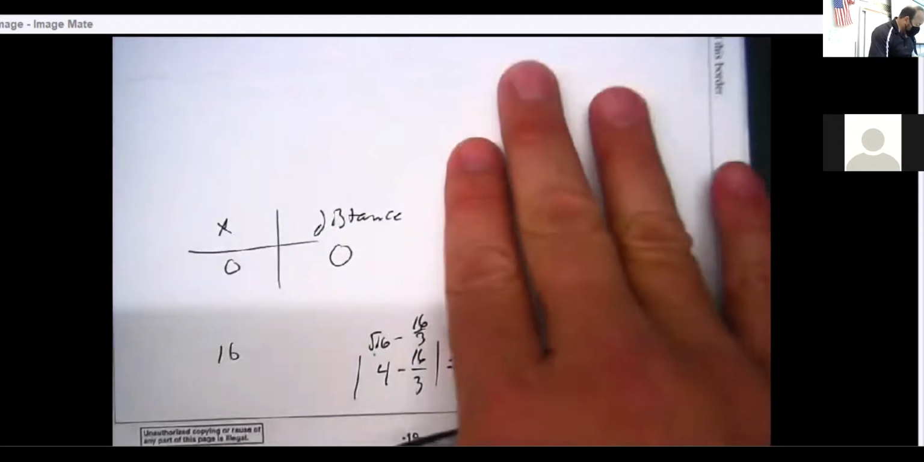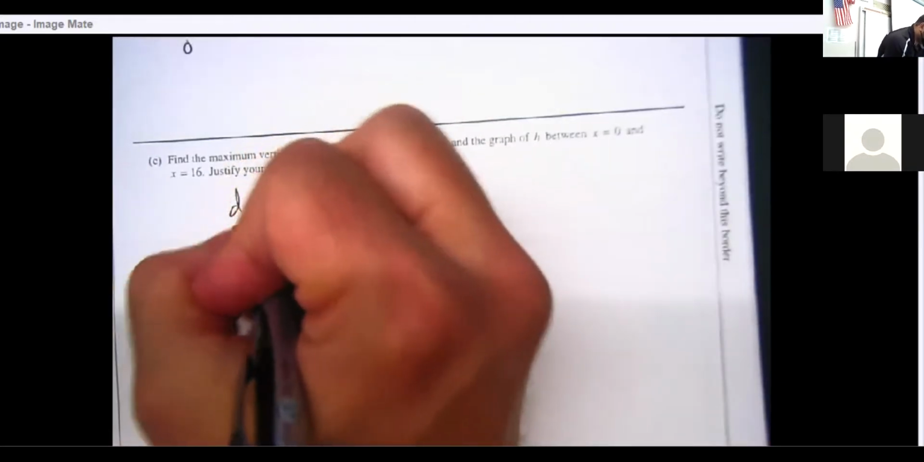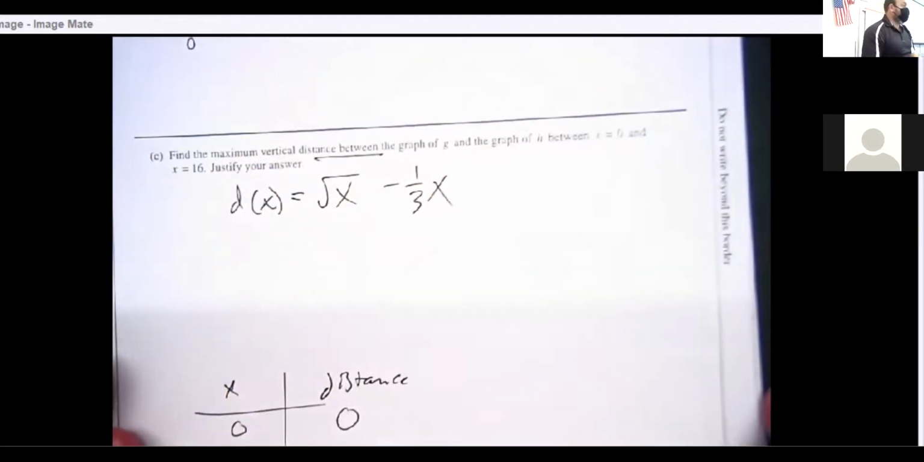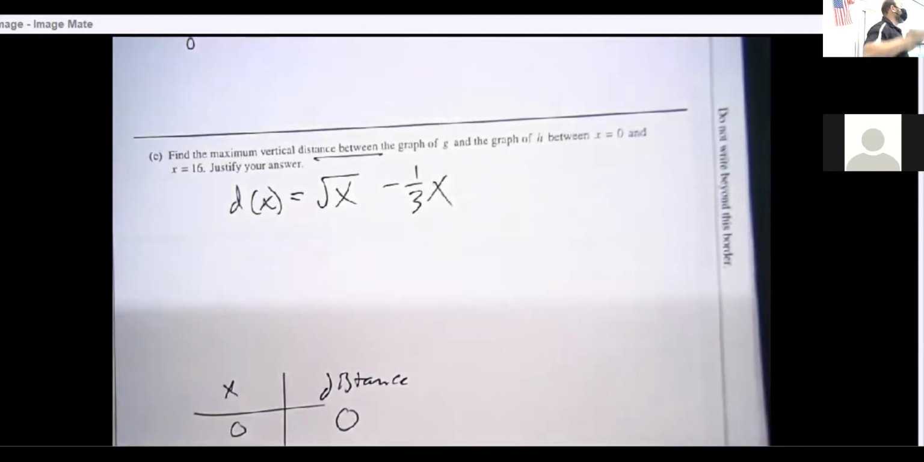We're supposed to take d of x, which is the distance between them. You guys okay with that one? That's the distance between them. Now, technically, it's in absolute value, okay? It's possible that one's on top and one's on the bottom. That's okay.